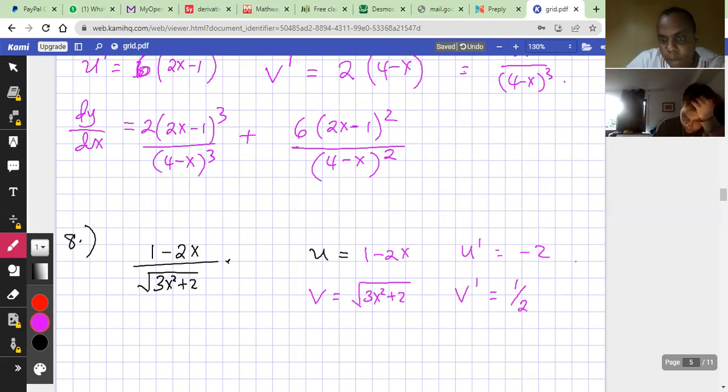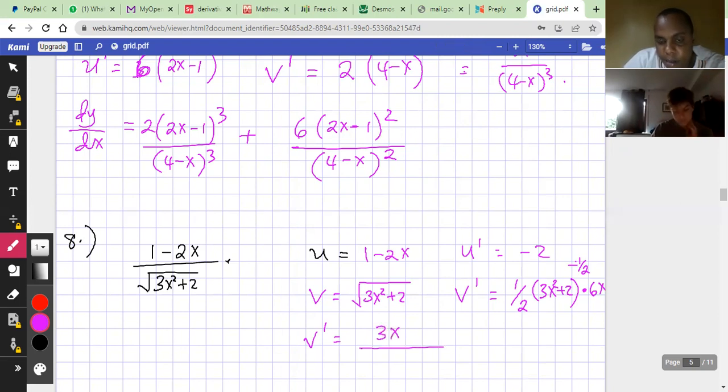v prime is a half times (3x squared plus 2) to the power of negative a half, multiplied by 6x, right? Yes. Which we can claim that v prime is 6x divided by 2, that's simply 3x. So we can say this is 3x divided by the square root of 3x squared plus 2. There you go.